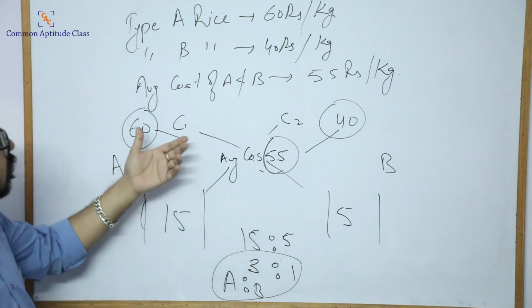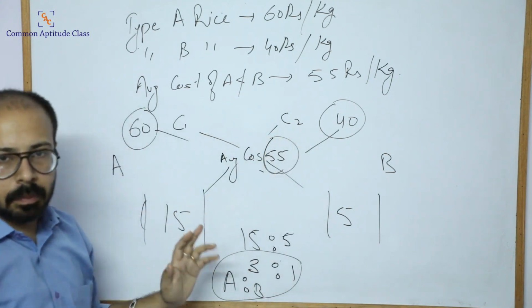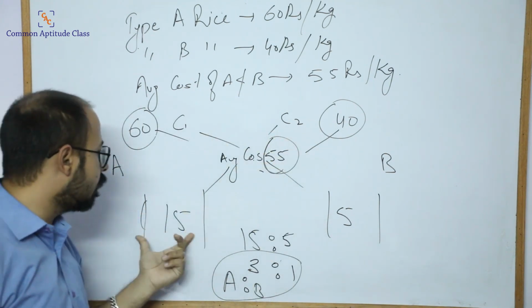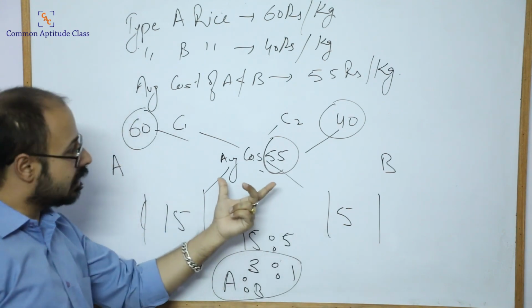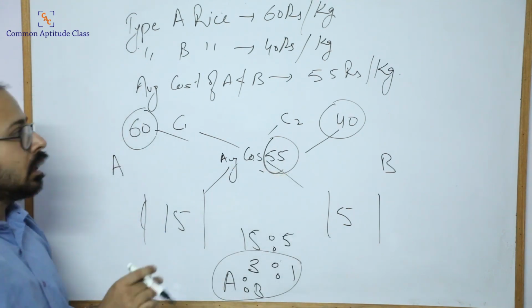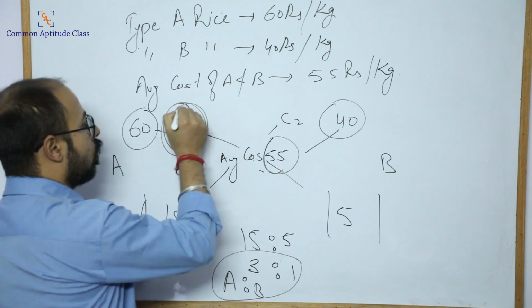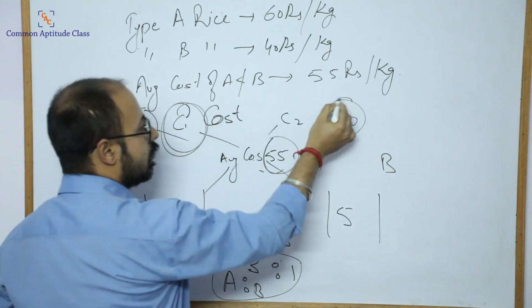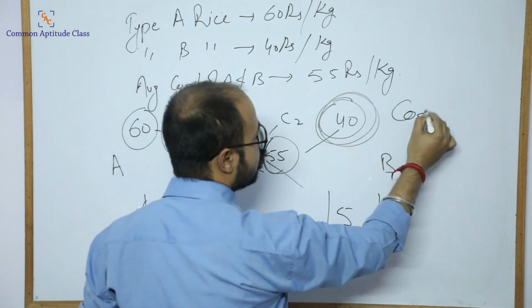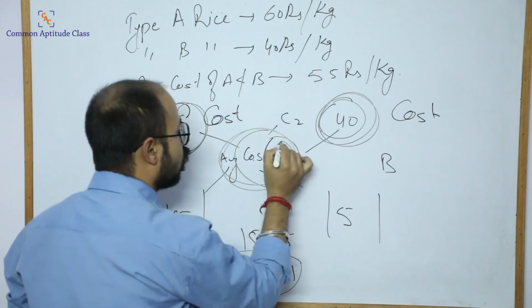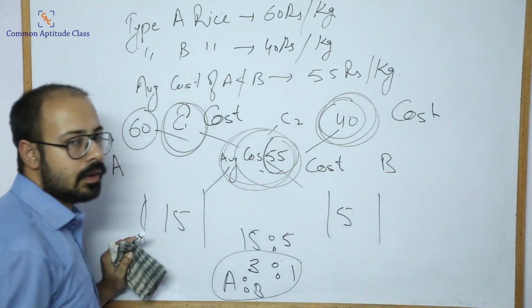Many of the videos will tell you cheaper, dearer. No need to go with the cheaper, dearer. Simple: cost 1, cost 2, go with the mode. But be particular about it. This should be the cost. This should be the cost. And this has to be the cost. These three should be in the same way.